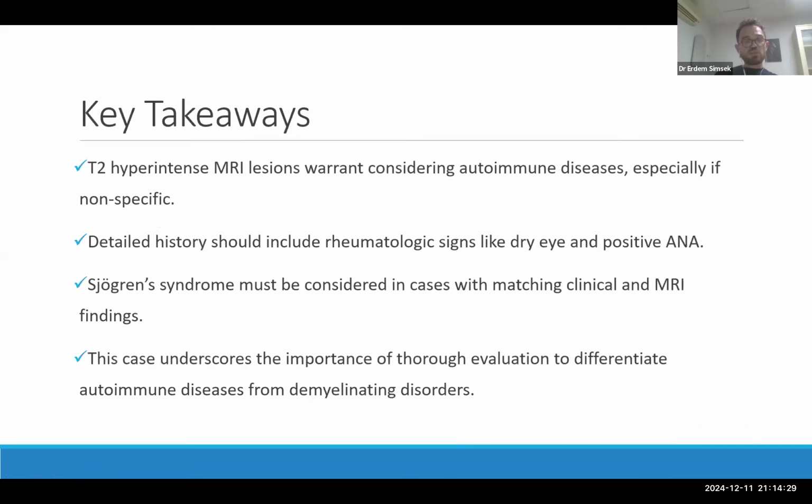So in patients presenting with T2 hyperintense lesions on MRI, especially when MS or other demyelinating diseases are suspected, we must consider autoimmune diseases in the differential diagnosis. Detailed history should include rheumatologic signs like dry eye or a history of rheumatologic disease or rheumatologic markers. And Sjogren's syndrome must be considered in cases with matching clinical and MRI findings. We wanted to bring this case as it underscored the importance of thorough evaluation to differentiate autoimmune diseases from demyelinating diseases. That's my presentation. Thank you for listening.